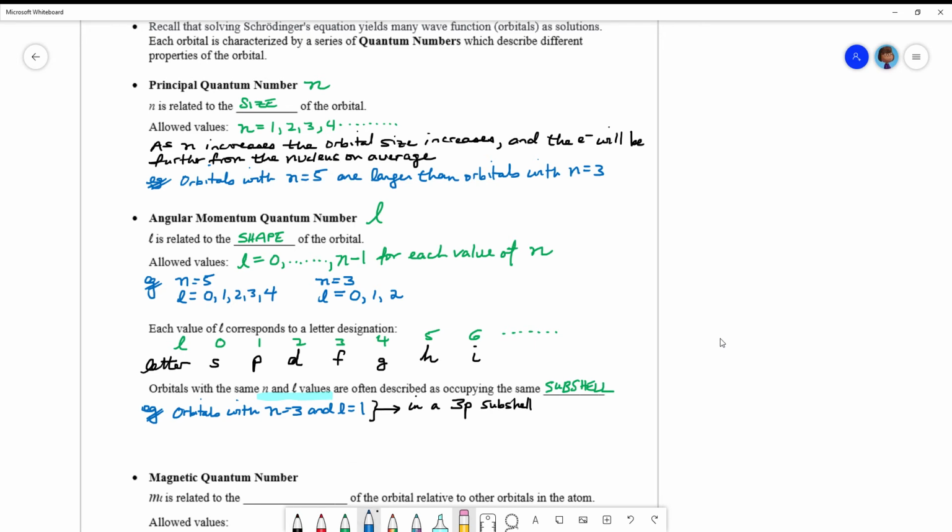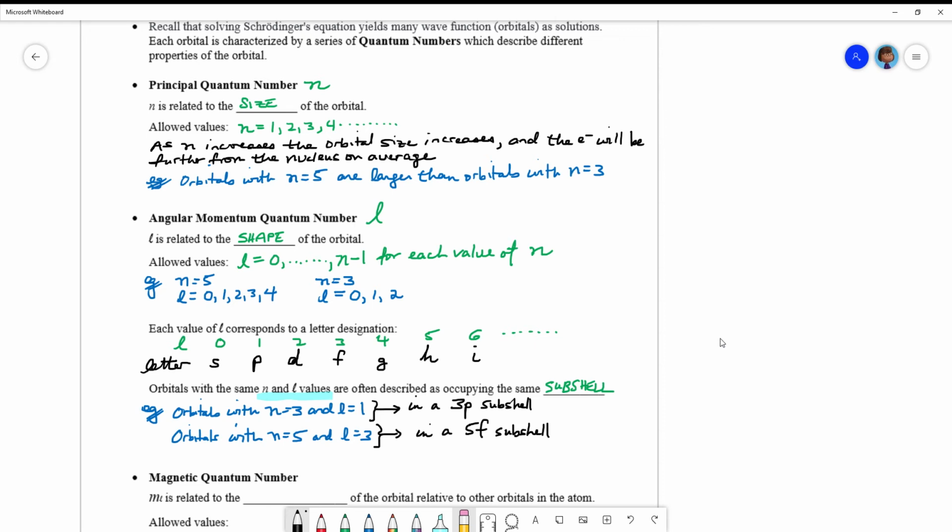Or for contrast, if we have, say, orbitals with, let's switch it up a little bit, n equals 5 and L equals 3. Well, if we have orbitals with n equals 5 and L equals 3, all of these orbitals are said to be in a, well, 3 for L is an F designation. We would say these orbitals are together in a 5f subshell. So that's how this works here.